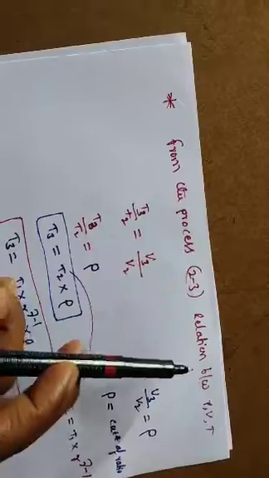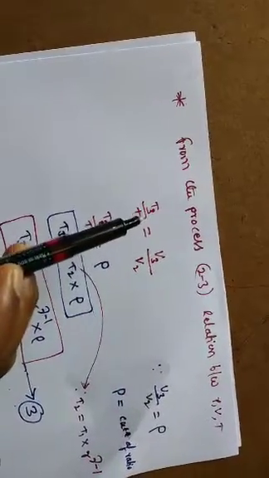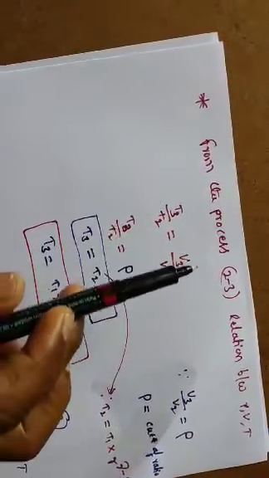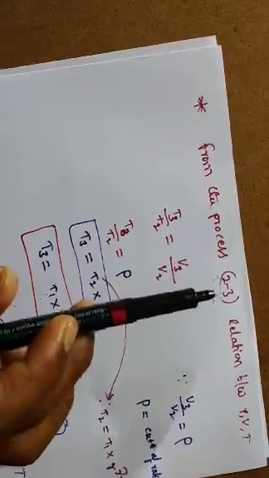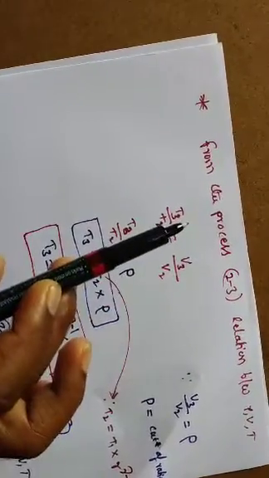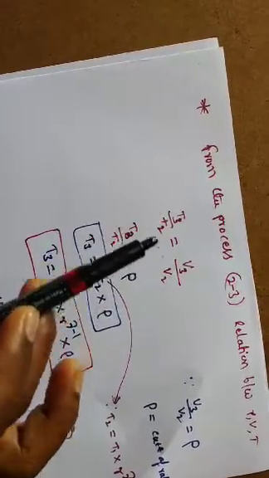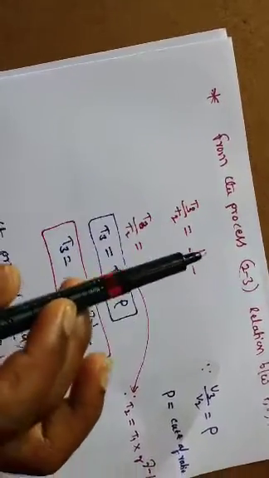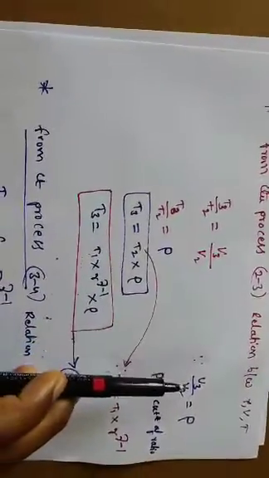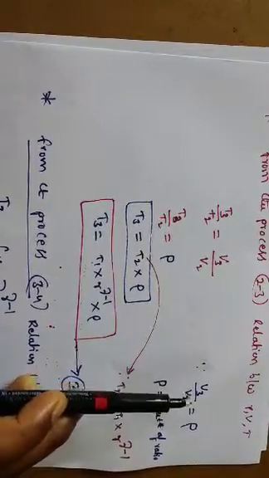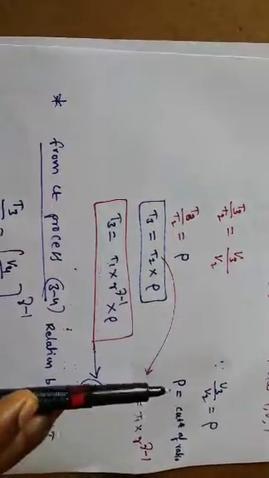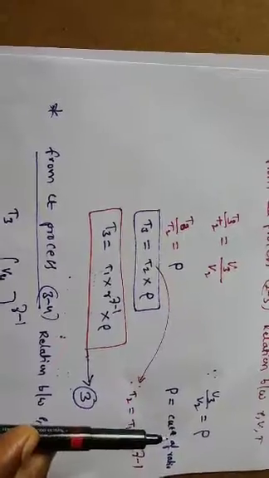Next slide. From the process 2 to 3, the relationship between pressure, volume, temperature is T3 by T2 is equal to V3 by V2. What is the 2 to 3 process? Constant pressure process. In a constant pressure process, the relationship between temperature and volume is this. Next, there is one term. V3 by V2 is nothing but rho, that is the fuel cutoff ratio.